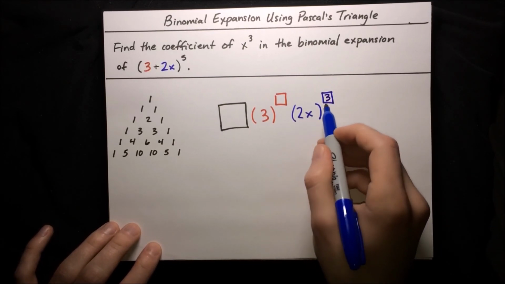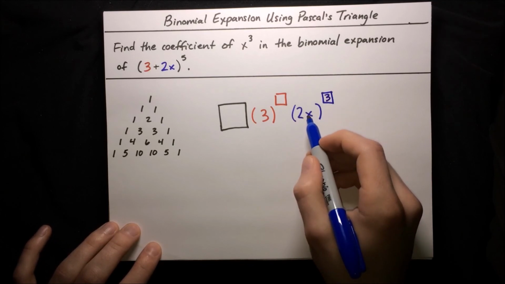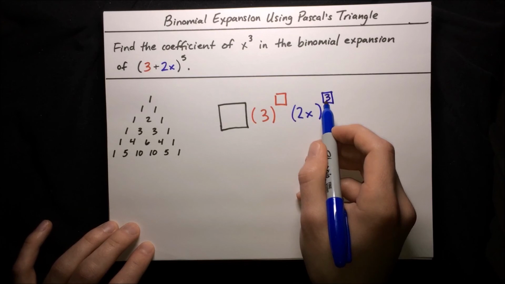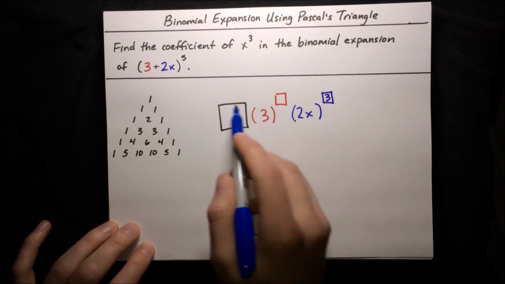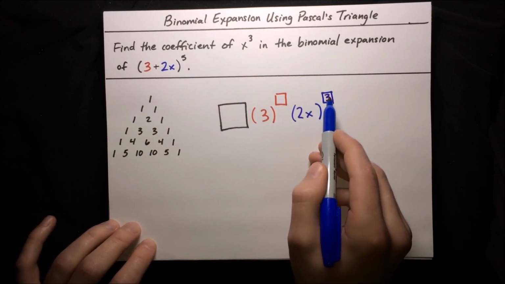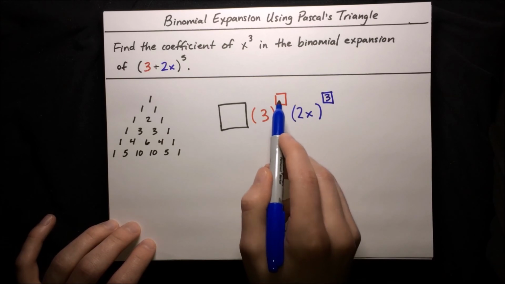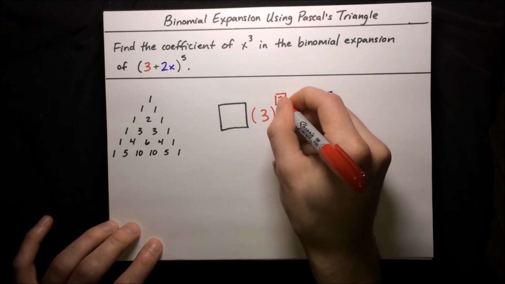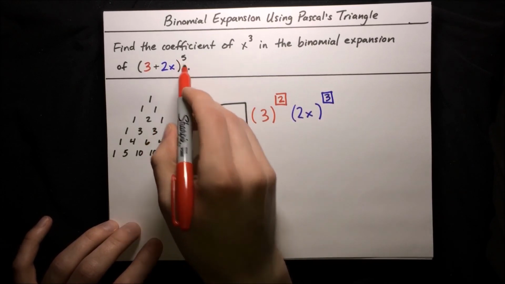Okay, and if this power here has to be 3 to give that x to the third, then what does that power have to be? Well, the exponents always have to add to 5. So this is 3, and then if we add this exponent, it should make 5. So this exponent needs to be 2. That way 2 plus 3 makes 5.